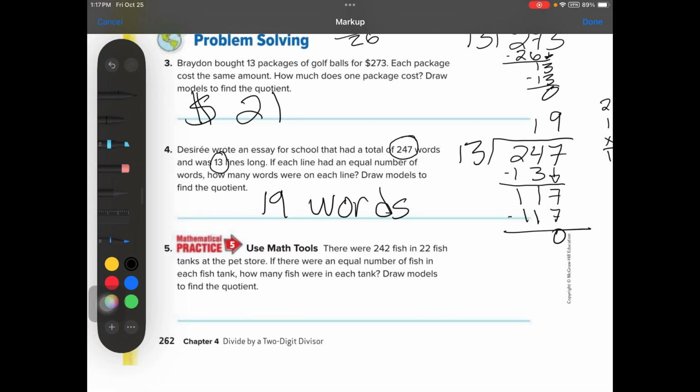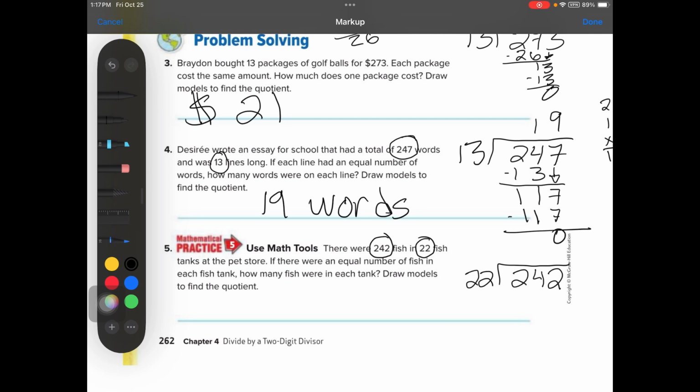Number 5. There were 242 fish in 22 fish tanks at the pet store. If there were an equal number of fish in each fish tank, how many fish were in each tank? Draw models to find the quotient. Now remember, I'm okay if you don't draw models as long as you do the real algorithm. We'll still be friends. So 22 fish tanks, and we have 242 fish.